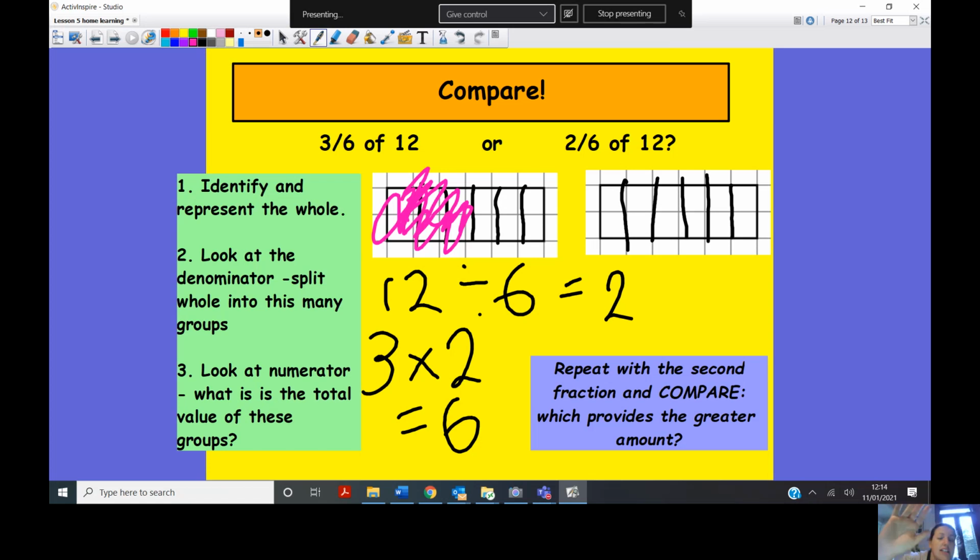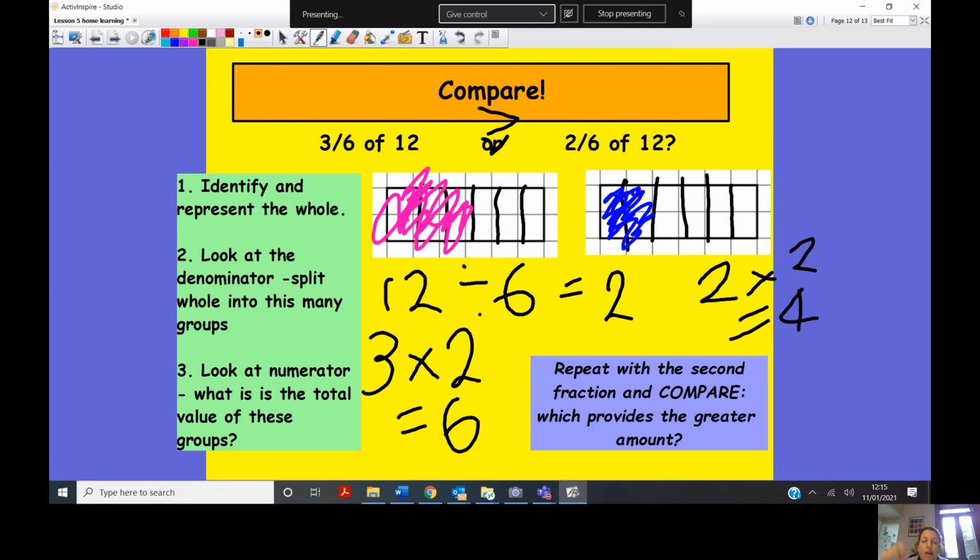Let's have a look at the other one. Let's look at here, 2/6 of 12. I'm going to shade in 2 equal groups, and I can do 2 times 2 is equal to 4. I can visually see that 3/6 is larger than 2/6, and I've done my maths to prove it. So 3/6 is greater than 2/6. So my hungry crocodile would rather eat 3/6 of 12 muffins than 2/6 of 12 muffins.